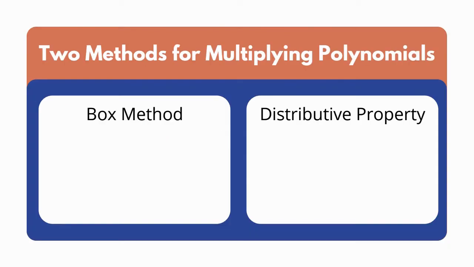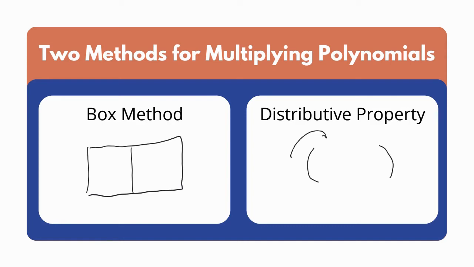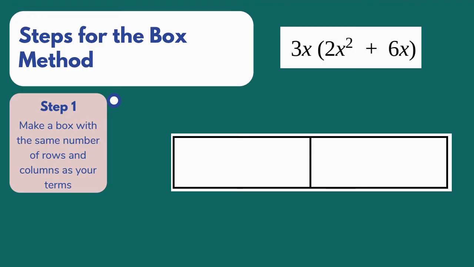All right, so there are two methods for multiplying polynomials that we're going to talk about in this video and that we'll use in future lessons on multiplying polynomials. The first is the box method, and we'll talk about how we do this, but it will basically involve having a box, and it'll look somewhat similar to the lattice method of multiplication that you may have learned in previous classes. The other method we're going to talk about is the distributive property, and this is one that we've used lots of times in Algebra 1 and that we will use again in order to multiply polynomials. So let's start first with the box method.